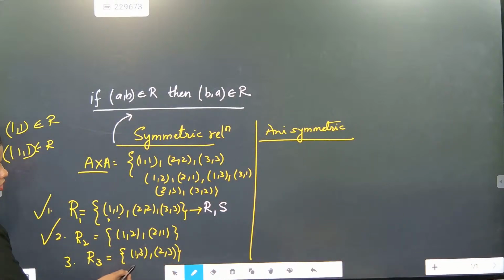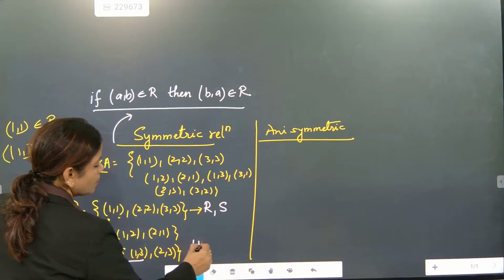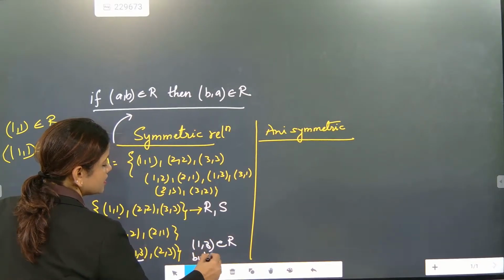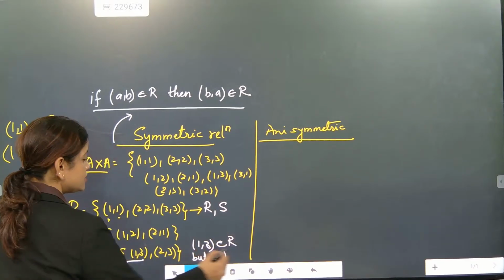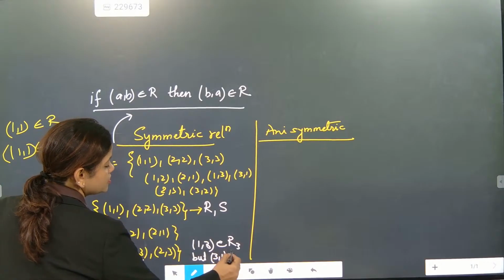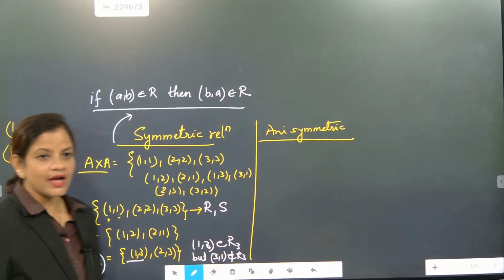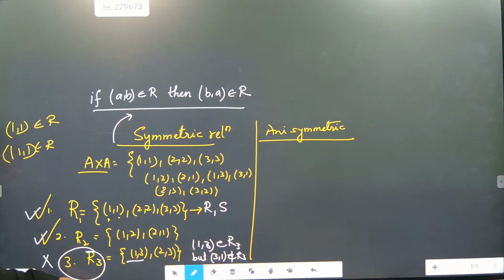But here, beta, what are you going to say? This is also satisfying. This is also satisfying. Which one is not satisfying? (1,3) belongs to R3, but (3,1) is not in R3. So this is not at all symmetric. Understood? I hope a clear understanding is generated. Santosh, note down.